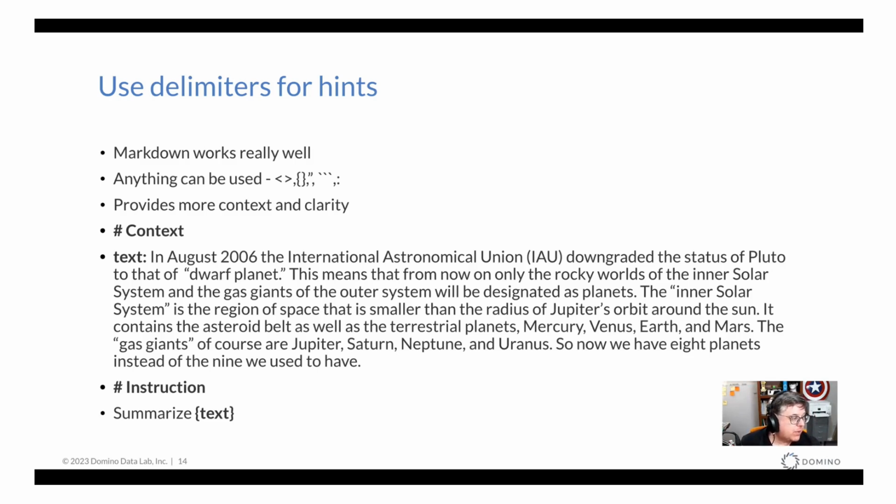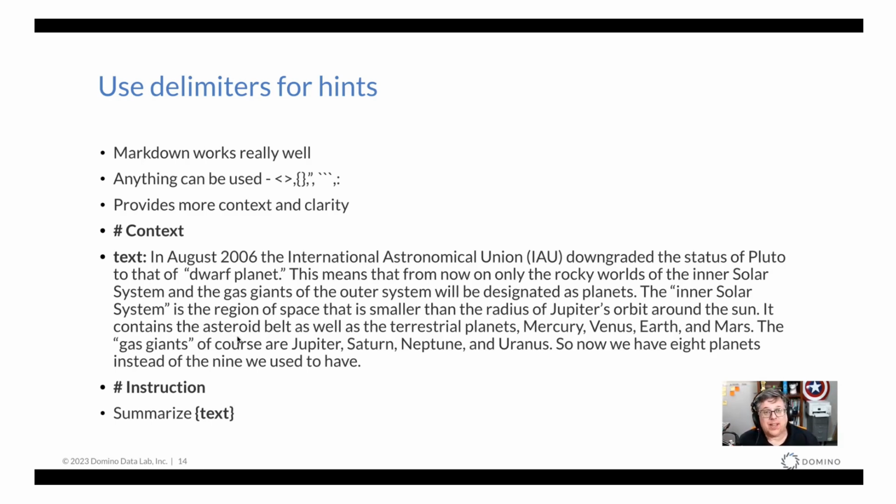And then, as you can see in this example, we have a context marker there using a pound sign, and we have a text marker for a delimiter that shows the text that we're using. Then we also have the task that we're using where we're summarizing text, and you can see that text is in curly braces. It can figure out through the context that this is the text that we're going to summarize.